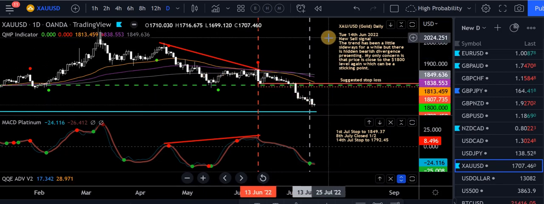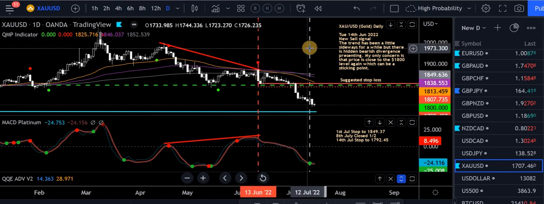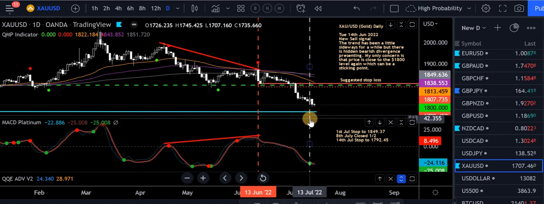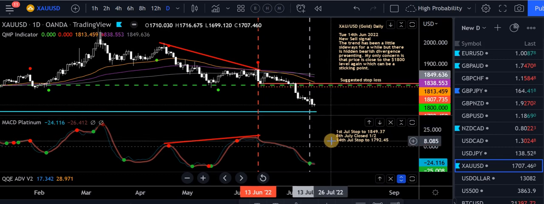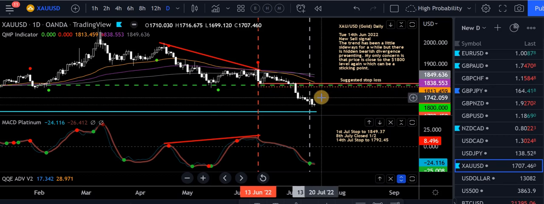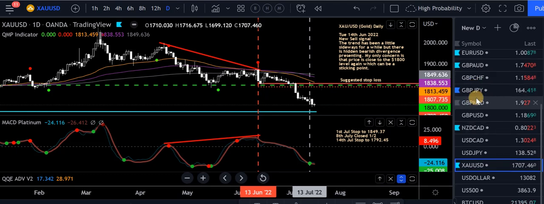You can read my notes. 14th of June, we took the trade. 1st of July, stop was moved down. 8th of July, closed half. Then 4th of July, stop was moved out even below the 1800 level. So can't lose on gold. All good. Actually, it's not a bad list today. I don't think there's any losing trades, was there?